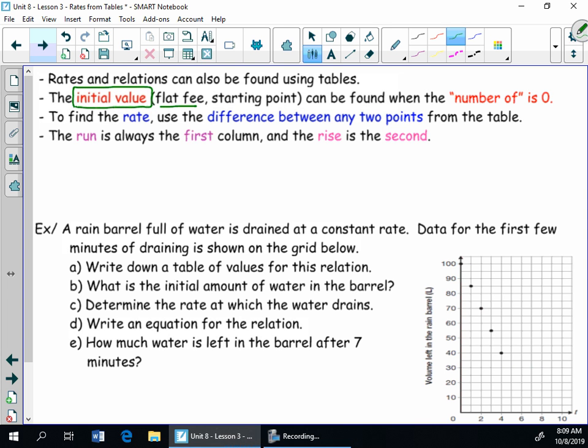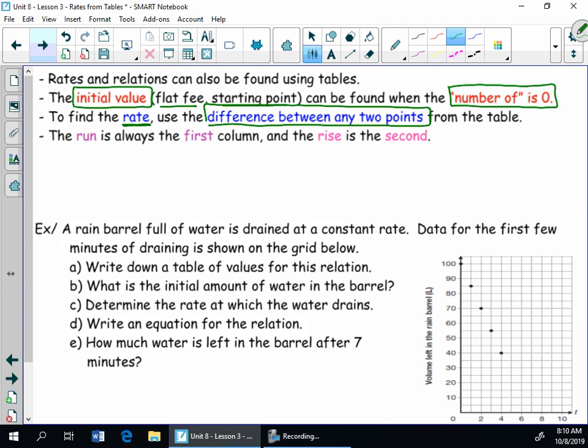Okay, it's also called your flat fee or your starting point. And you've got to find it by looking for where the number of is 0. For instance, the number of hours. Where was it 0? When it was 0, we start at 50 bucks. Okay, so I'm going to have to look for the number of being 0. To find the rate, I'm going to use my idea of the triangle, except I won't have a triangle anymore. So I'm going to use the difference between any 2 points in the table. We'll do some examples of that in a second.